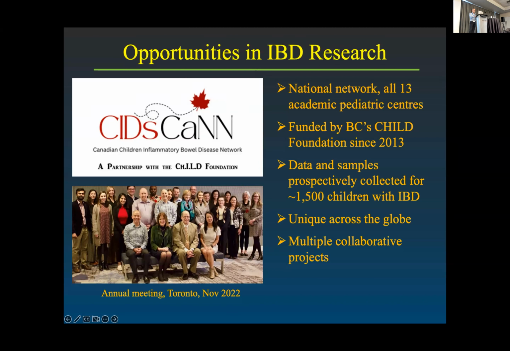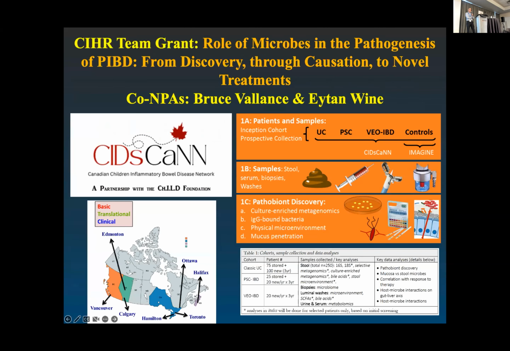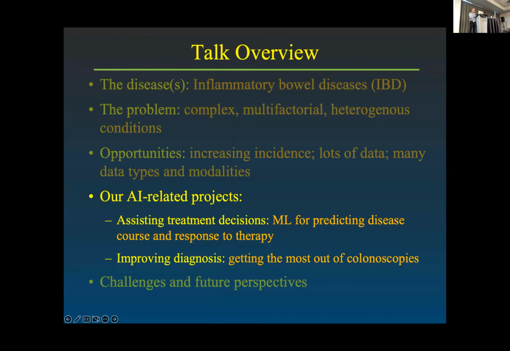One example that I'll show over here is a team grant that I got and co-led with Bruce Valens from University of British Columbia, where we are interested in understanding the role of the microbiome. This is work that's just going to be starting. So I hope that we will be using some of the AI techniques we're starting to work on now, in order to get the most out of the data that we're interested in collecting.